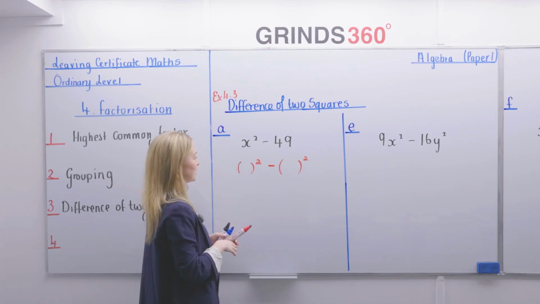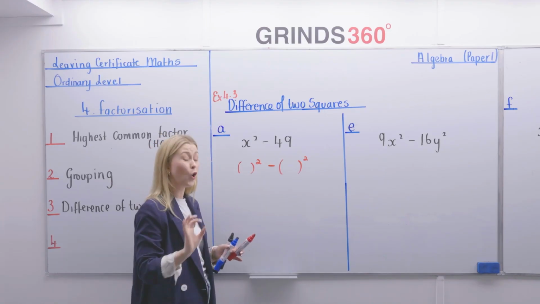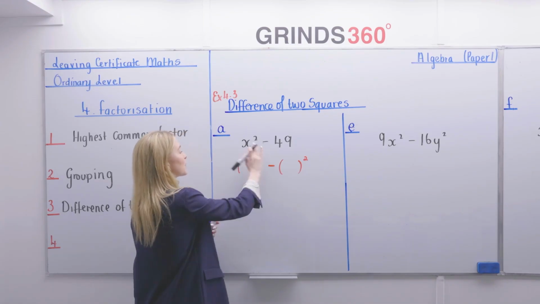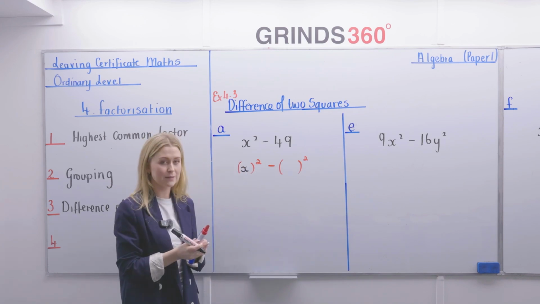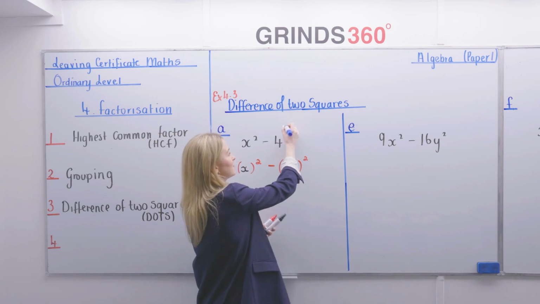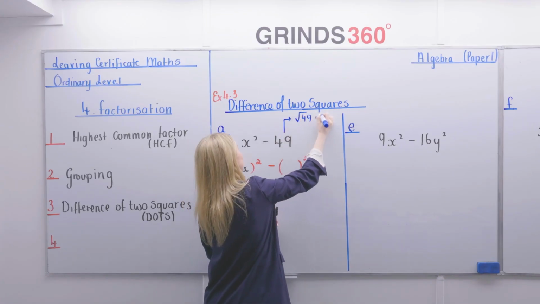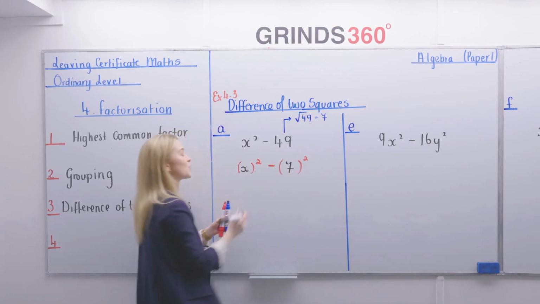So first of all, let's check. Is there a minus in the middle? Yes, there is. Always has to be a minus in the middle in two terms. Can I say something to be squared is x squared? Well, yeah, x to be squared is x squared. And can I say something squared is 49? Of course I can. What is the square root of 49? Well, the square root of 49 is 7, which tells me that 7 squared is 49.